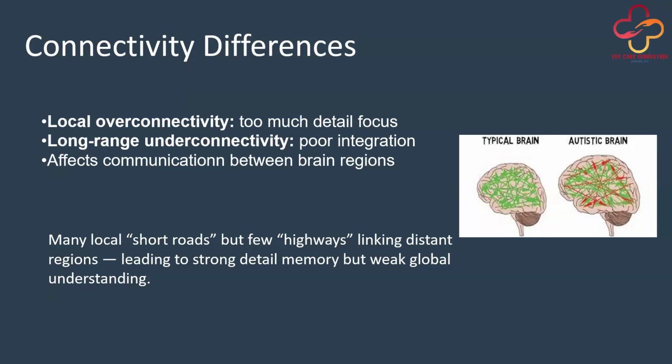This affects communication between brain regions. All the brain regions we have discussed have to communicate with each other. Long-range underconnectivity affects this, and local overconnectivity also affects it. That results in the output, which is behavior.